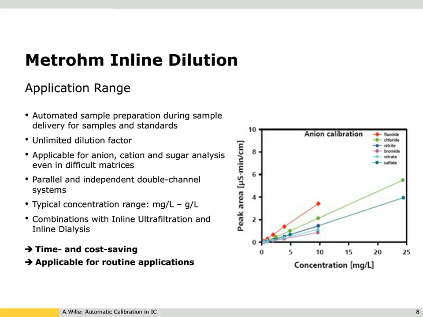The usual concentration range for this technique is milligram per liter to gram per liter range. And it is quite often combined with inline ultrafiltration, because most of the samples in ion chromatography have to be filtered before you enter this in your system to protect the system, to protect the separation column. And here an automatic combination of both techniques helps you to save your system. Inline dialysis can be also used. So a technique which saves time and cost and is used quite often for routine applications or wastewater applications, as well as in the food and pharma industry.